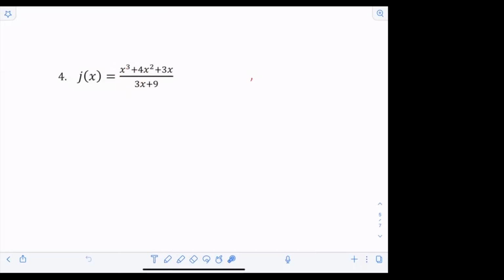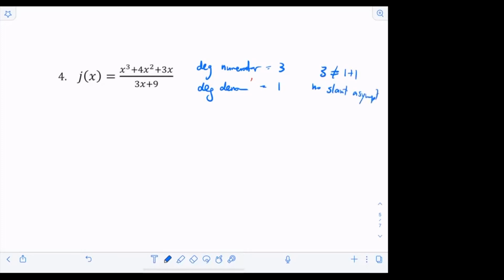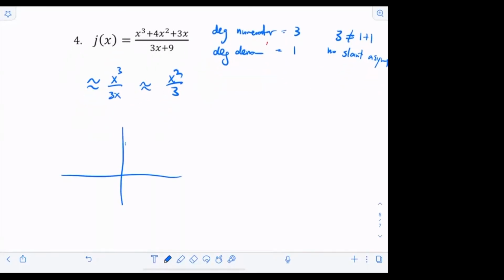I agree. No. Why? Because the degree of the numerator is equal to 3, the degree of the denominator is equal to 1, and 3 is not equal to 1 plus 1. So there's no slant asymptote. The way that I would say this is, this guy basically looks like x cubed over 3x, which is basically x squared over 3. I know what x squared over 3 looks like. X squared over 3 looks something like this.